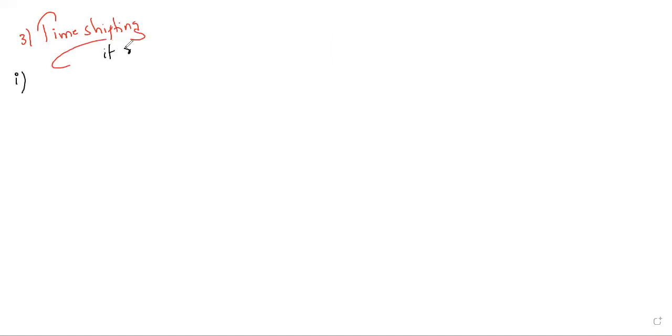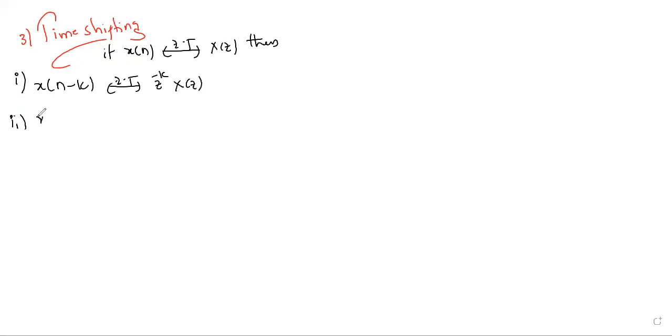If the Z transform of x of n is X of z, then the time shifting property states that the Z transform of x of n minus k is z power minus k into X of z. Second case, left shift: z power plus k into X of z. The proof is also very simple. Let us prove the first case.